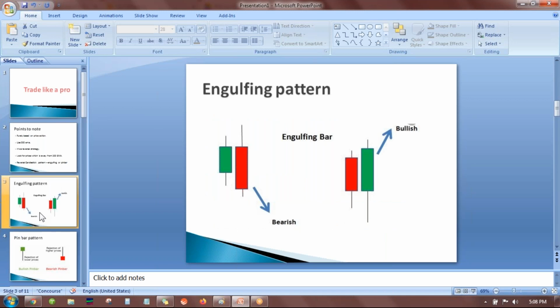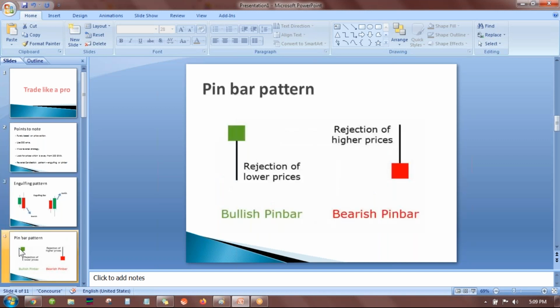So this is an engulfing pattern. Look at what happens: the first candle is completely under the second candle, and that is an engulfing candle. This is a bearish engulfing candle, and this is a bullish engulfing candle. I hope you are aware of this. The second candlestick pattern is the hammer, the pin bar. It clearly shows a rejection at a resistance or a support.